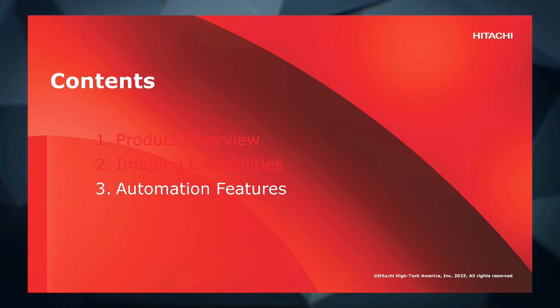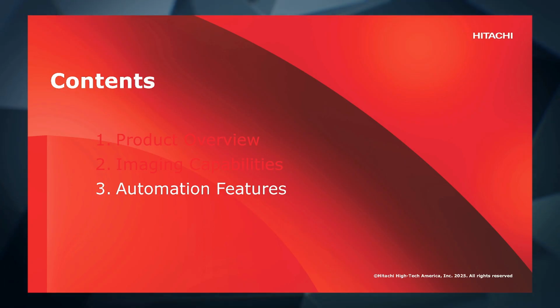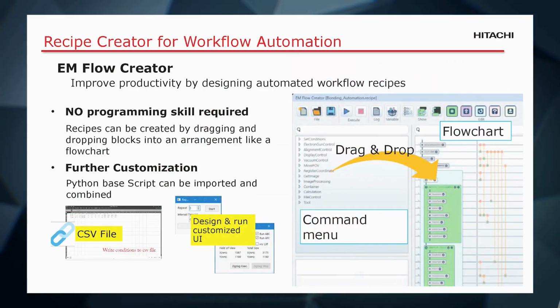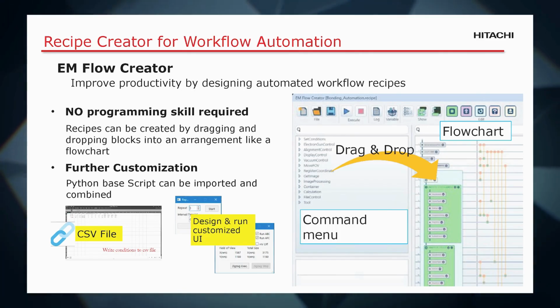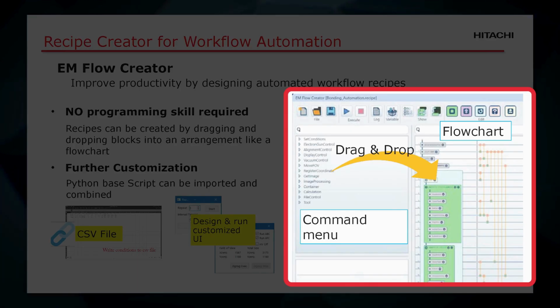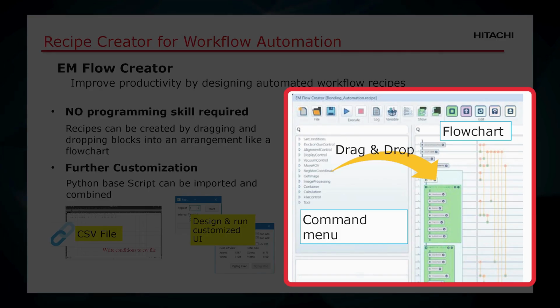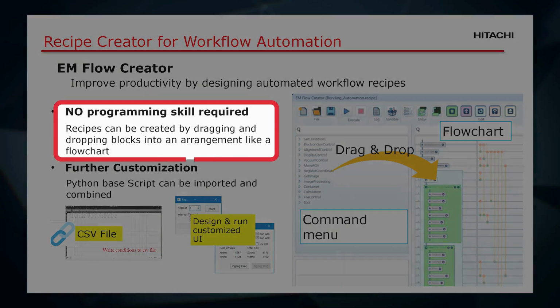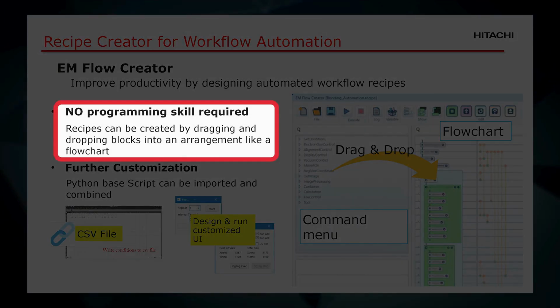Let me move on to the automation feature. This is the main topic of my talk today. Our system includes powerful automation tools called EM Flow Creator. This software allows users to create a recipe by simply dragging and dropping SEM commands like accelerating voltage setting, magnification, and stage movements into flowcharts. This means no programming skills are required.